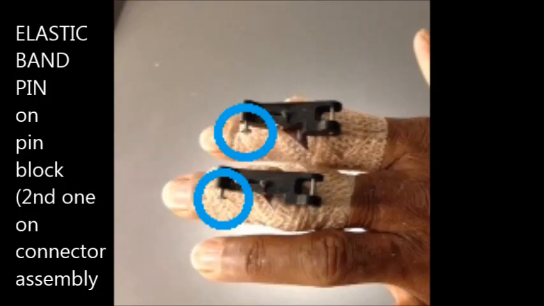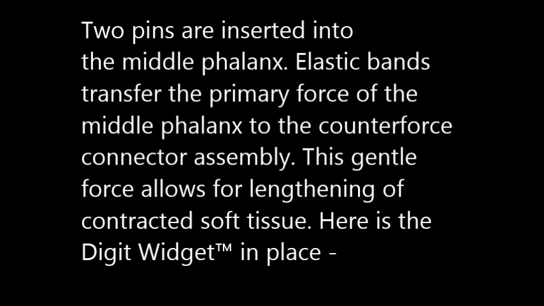Elastic band pin on the pin block. A second elastic band pin is on the connector assembly. Two pins are inserted into the middle phalanx. Elastic bands transfer the primary force of the middle phalanx to the counterforce connector assembly. This gentle force allows for lengthening of the contracted soft tissue. Here is the digit widget in place.